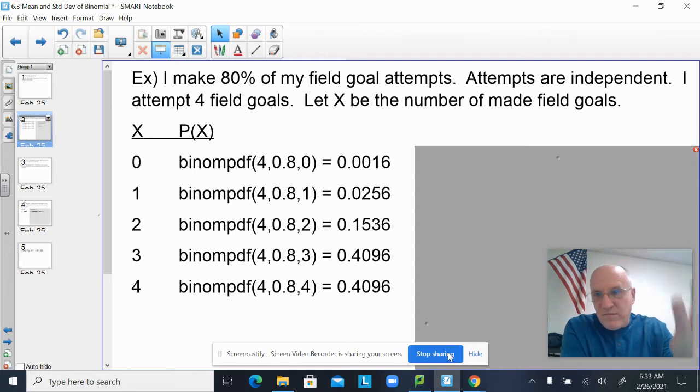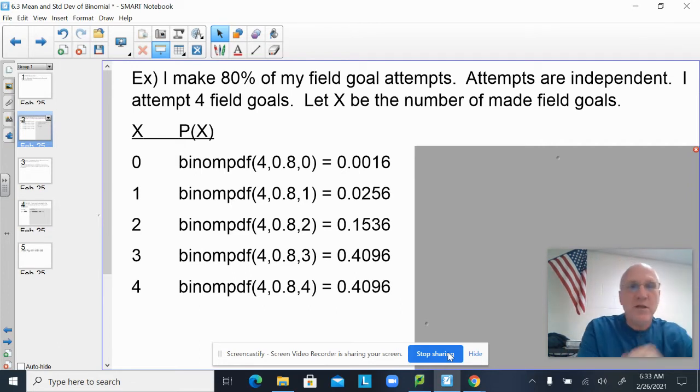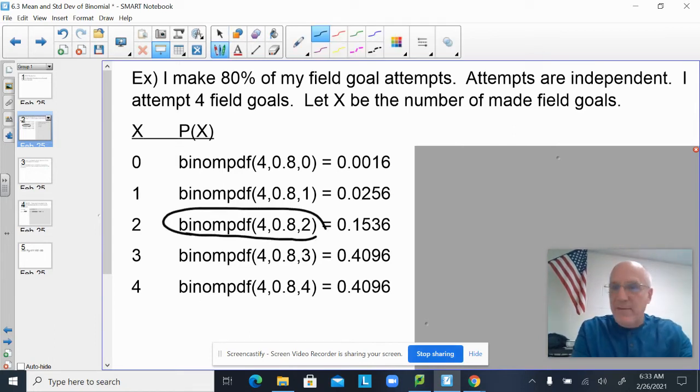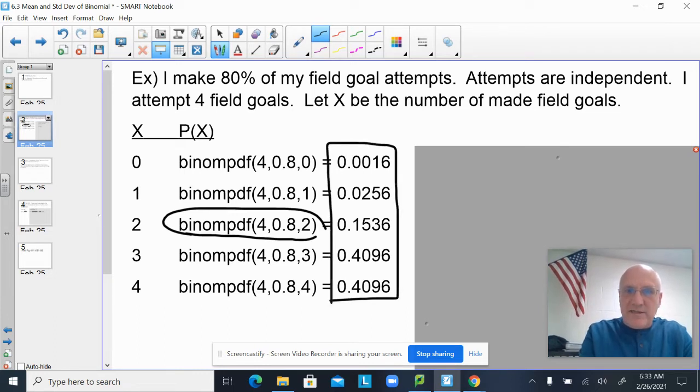So I went ahead and already found this table. If the question had asked, what's the probability I make exactly 2 field goals, I would have done this binomial PDF. So I went ahead and just found all of the individual PDFs, and those decimals in this rectangle, not surprisingly, do add up to 1, as they should. So that's the probability distribution for that binomial random variable.